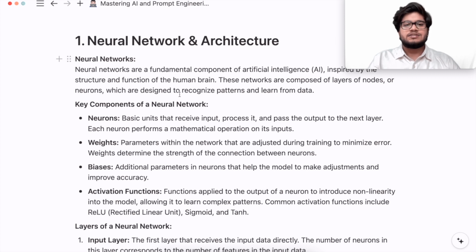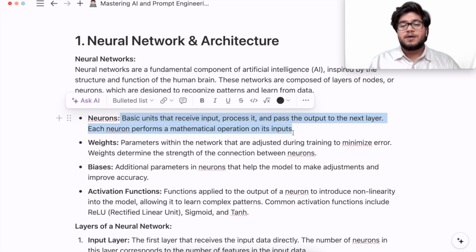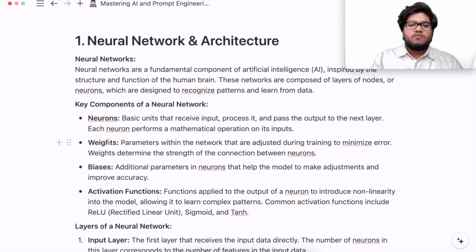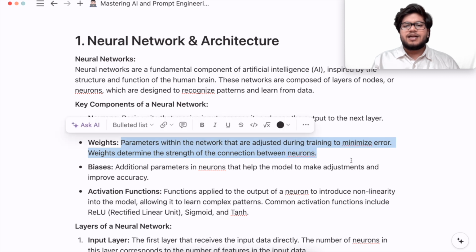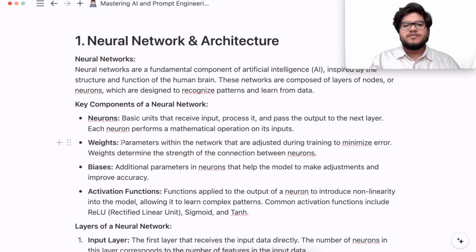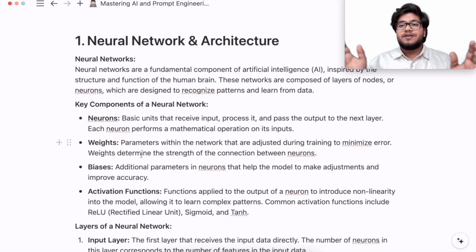So the first key component is neurons. These are the basic units that receive input, process it, and pass the output to the next layer. Each neuron performs a mathematical operation on its input. We'll also be seeing a little bit of a diagram in a couple of minutes. Now, what are weights? Weights are the parameters within the network that are adjusted during training to minimize error. Weights determine the strength of the connection between neurons. These are used so that error is minimized. If one neuron is connected to another neuron, what is the strength between them?